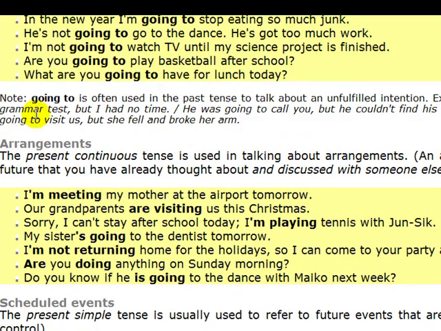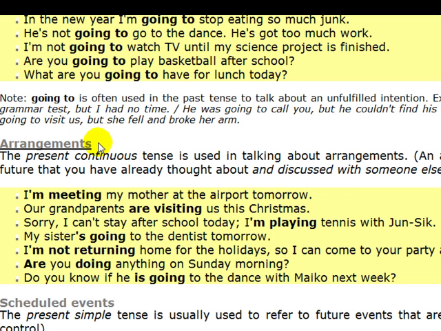Now I have a note here: going to is often used in the past tense to talk about an unfulfilled intention. Example, I was going to study for my grammar test, but I had no time. He was going to call you, but he couldn't find his mobile phone. My grandfather was going to visit us, but he fell and broke his arm. In other words, these are things you intended to do, but they are in the past, and they make a statement about what you intended to do in the past.